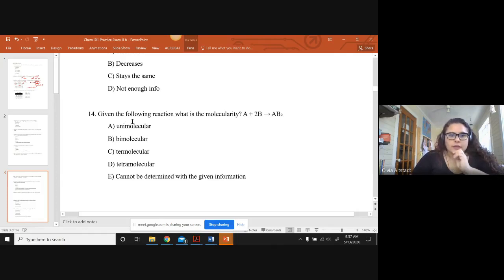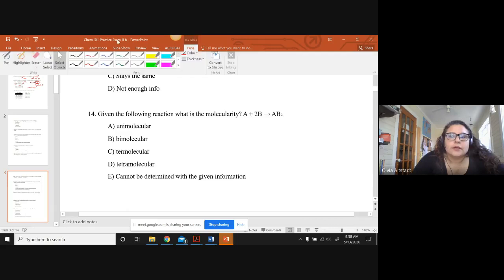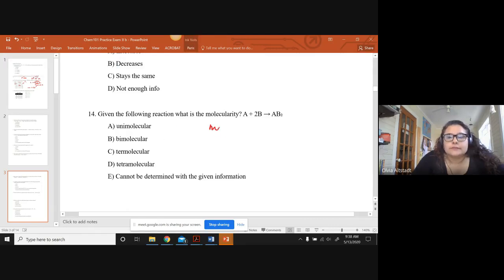Number 14, given the following reaction, okay, this is kind of a trick question. It says, given the following reaction, what is the molecularity? Now remember, this is the concept. In this concept, we're talking about mechanisms. And in a mechanism, you can figure out the order of a reaction if you know the elementary steps.